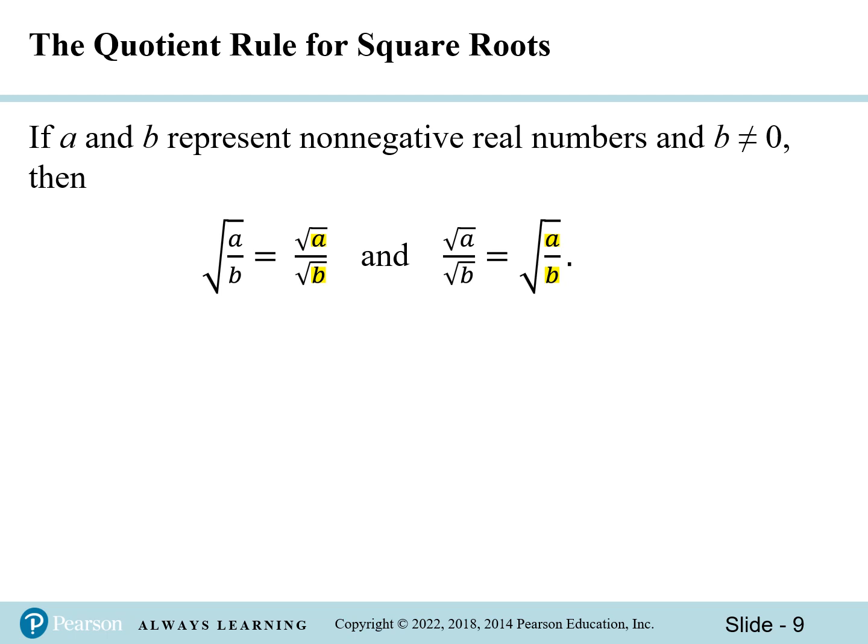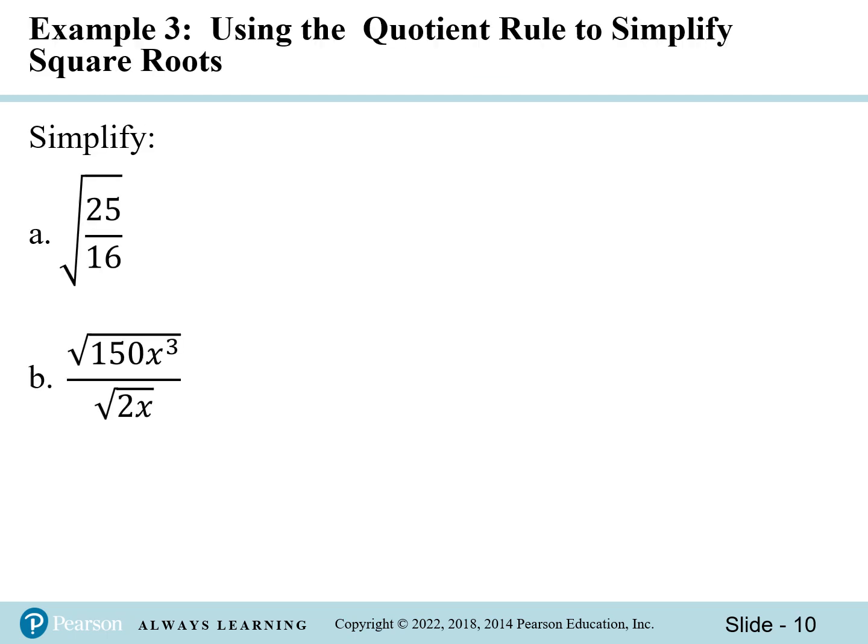When we're dividing, again, we can separate it or put it under the same radical. Like this, for example, we can separate this into the square root of 25 over the square root of 16, which would be 5 over 4. That's one way of doing it.